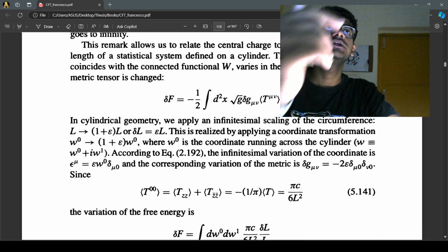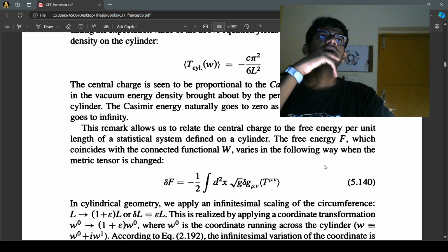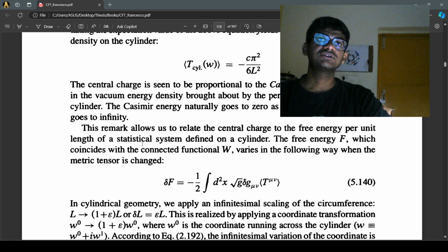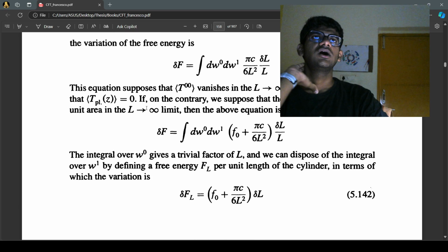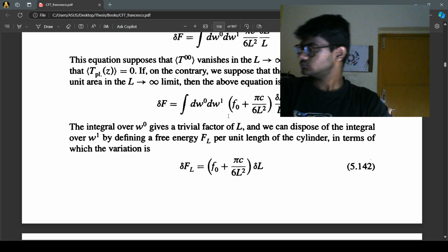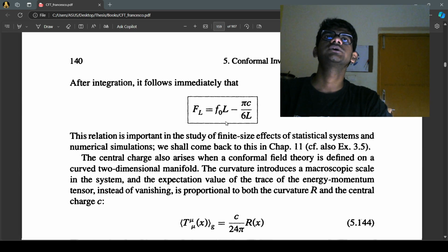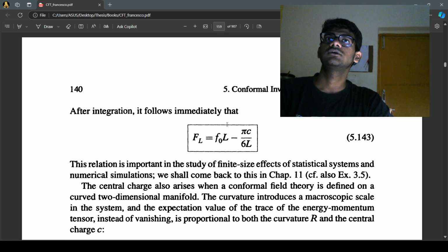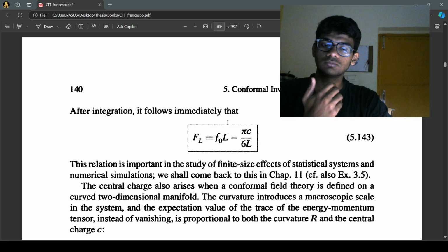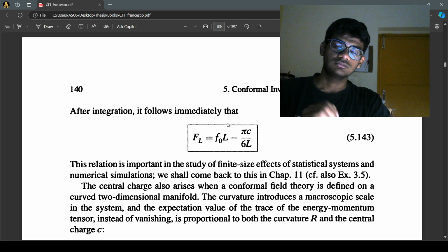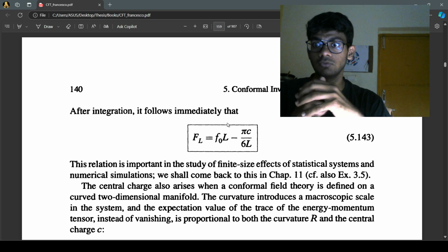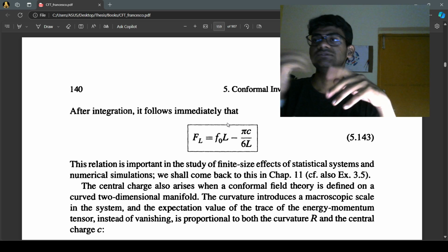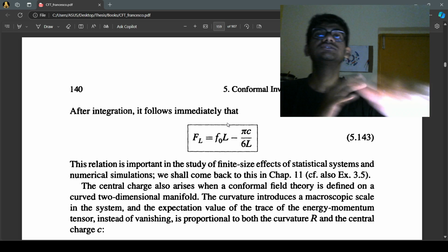Now we start relating it to the statistical system where you have a free energy which coincides with the connected functional W. I don't know what that means. I'll go through the terminology. Yeah, this is a sort of calculation showing that these two are related, free energy and the non-zero vacuum energy density of the cylindrical EM tensor. Basically, one where you are mapped to from the whole plane coordinates.